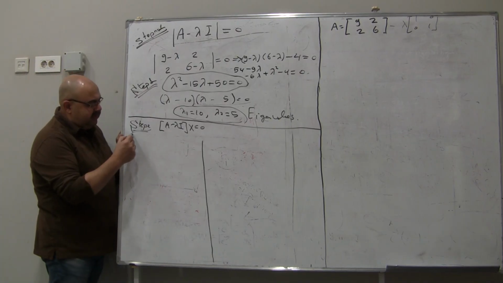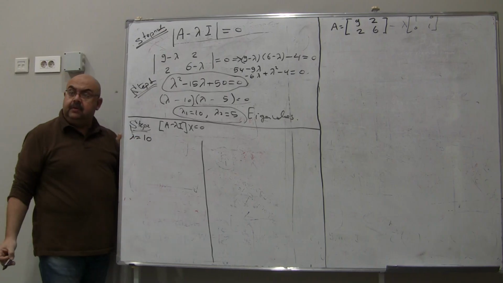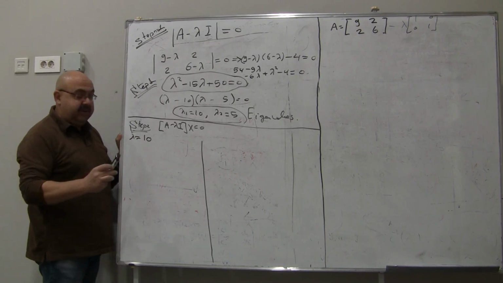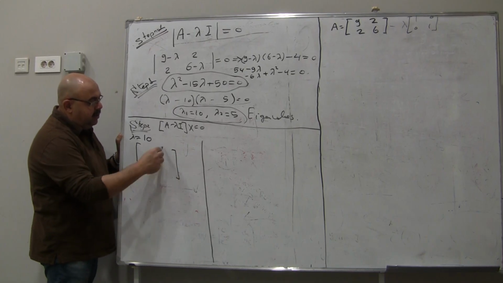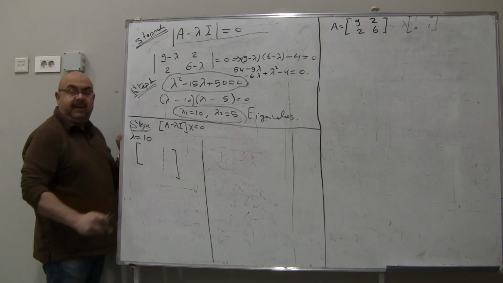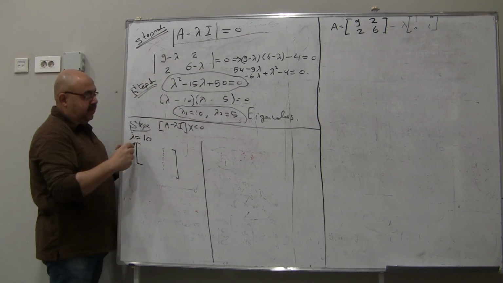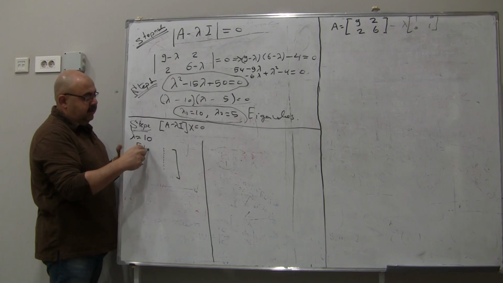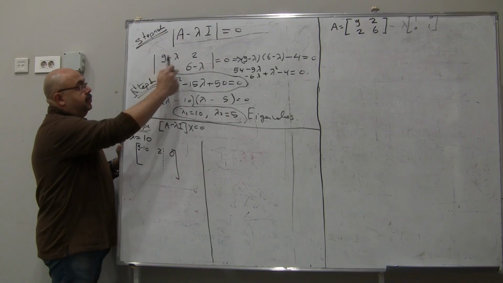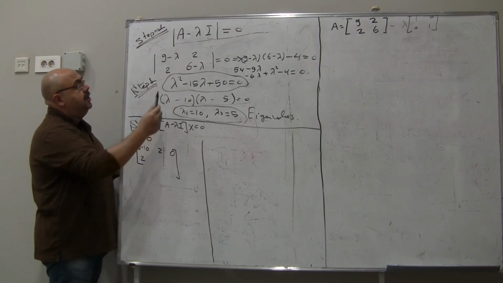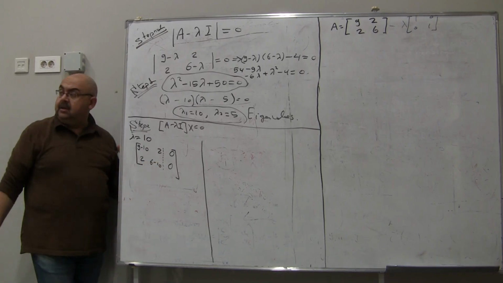So I will solve when lambda is equal to the first value, which is 10. Let's make a substitution in the system, replacing every value of lambda by 10. So this is going to be 9 minus 10. Then I will have 2, and the result is 0. For the second row, it's going to be 2, then 6 minus 10, and the result will be 0 also.